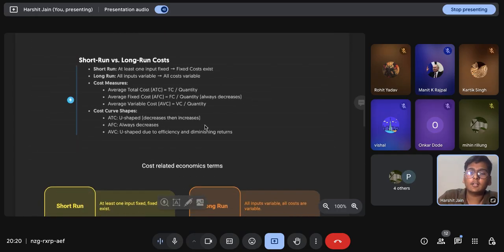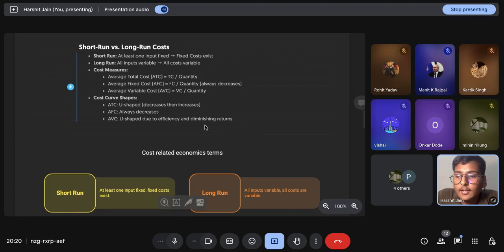Now short run and long run cost. In the short run, at least one input is fixed, so we can fix the cost. And in the long run, all inputs can change, meaning all costs become variable.